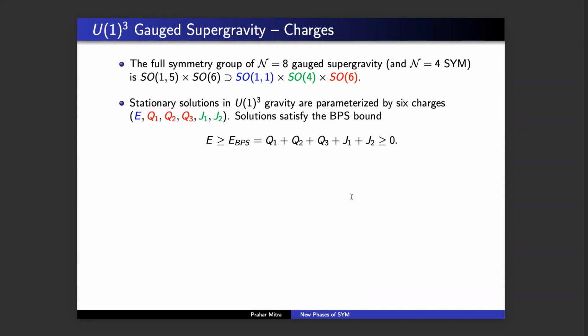So the most general solutions that one could in principle study are parameterized by 6 independent parameters. And of course these satisfy some BPS bound. If you are interested in supersymmetric solutions, then they satisfy a very simple relation where E, the energy, is completely fixed in terms of all the other charges.